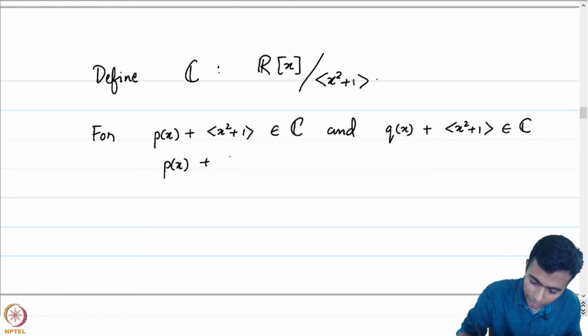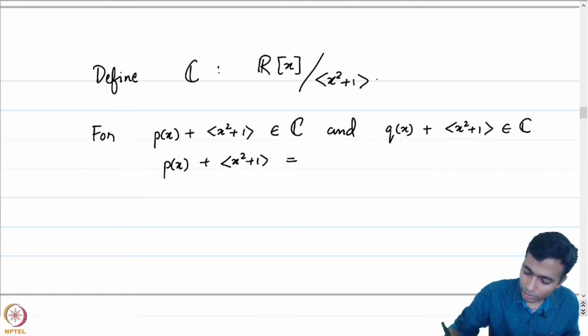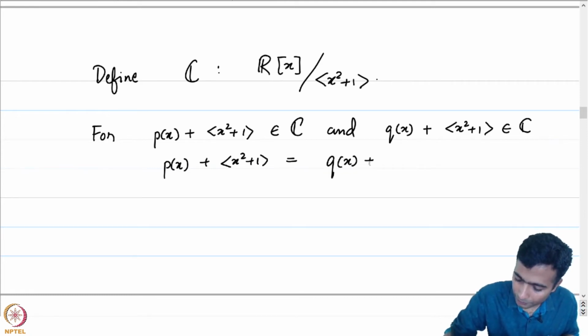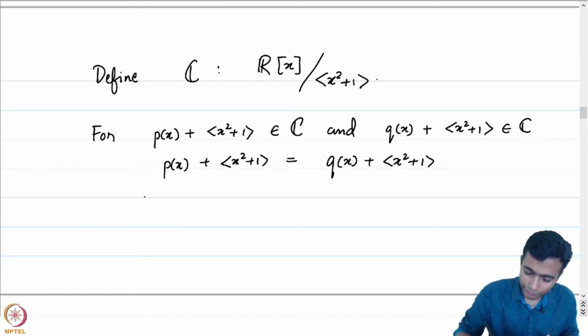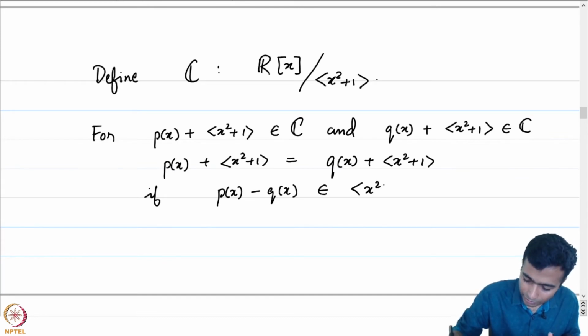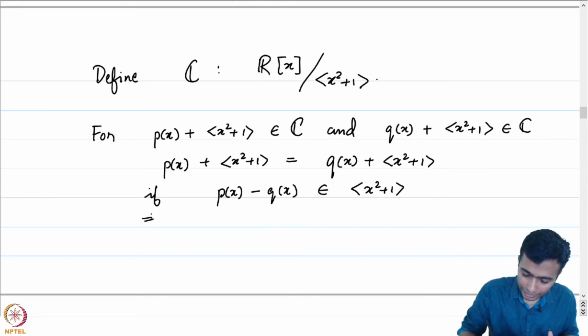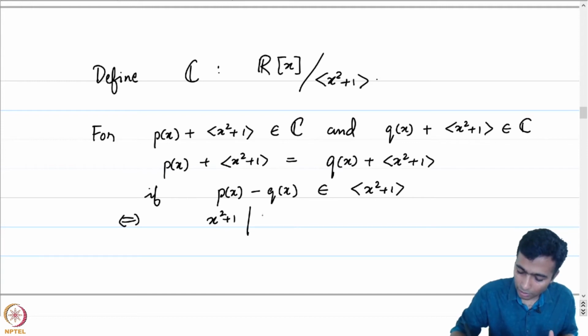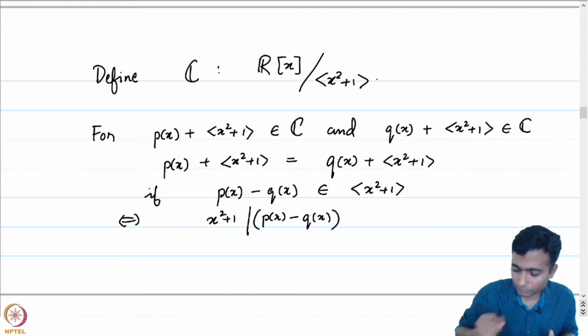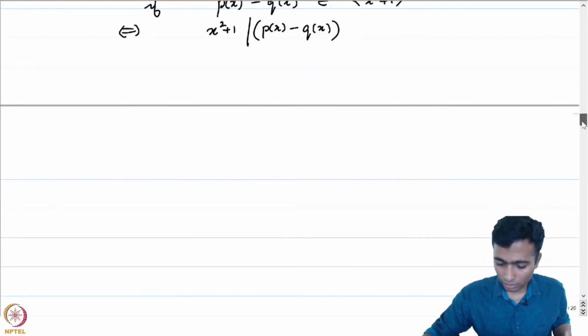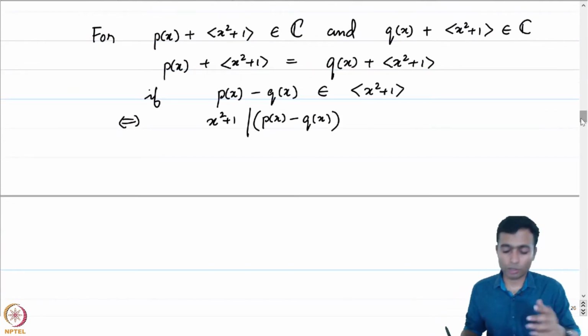P of x plus x square plus 1 is equal, the coset representatives are equal if p of x minus q of x belongs to the ideal x square plus 1. This manifests in telling that, i.e., this is actually if and only if, this is equivalent to x square plus 1 being a factor or dividing p of x minus q of x. So this is the equivalence relation of the cosets involved.